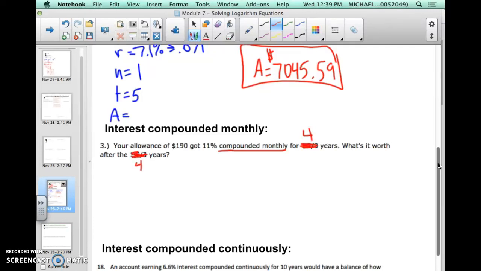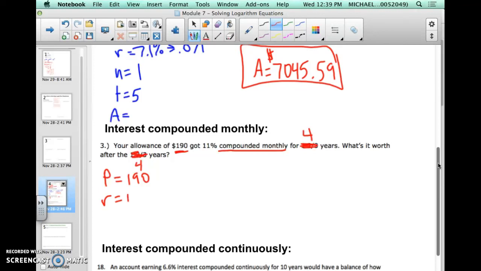So let's read the question. Your allowance of $190 got 11% compounded monthly for 4 years. What's it worth after the 4 years? So again, this to me, 190 looks to be the beginning value, because that question, what is it worth after the years, seems to me the unknown ending value. So I'm going to say P is 190.